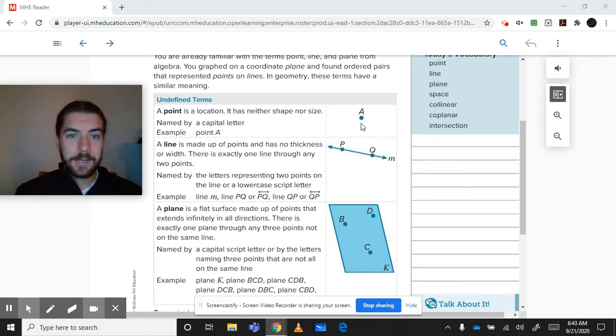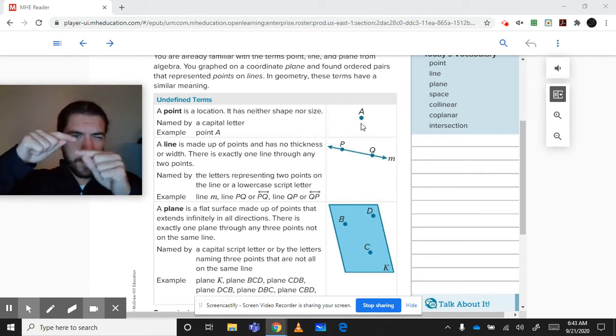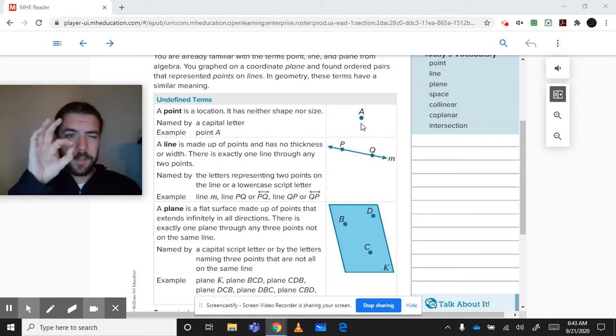Okay, a line is made up of points and has no thickness or width. There is exactly one line through any 2 points. So once again, when we're saying it has no thickness, obviously when you draw it on a piece of paper, that line has thickness. You could get a microscope and say, how thick was that line? Did I push real hard on the pencil and make it real thick? Or did I write real lightly and make a thin little line? Okay, but that's not what we mean when we're defining the actual term line in geometry. We don't mean an object that has a width of some sort.